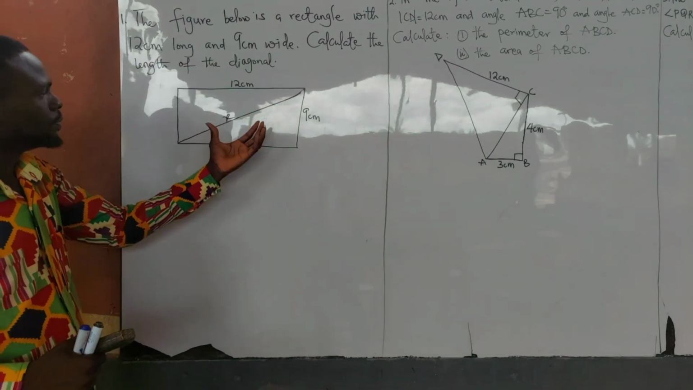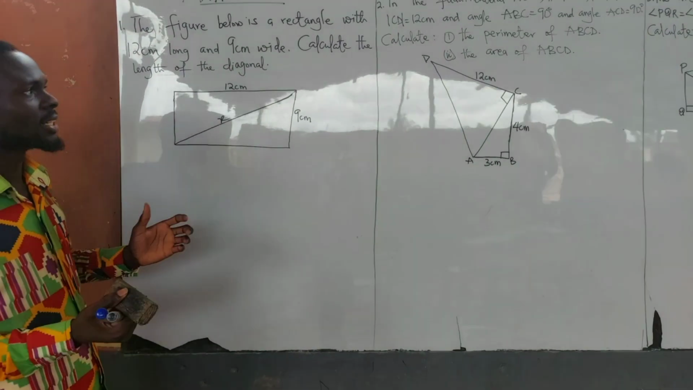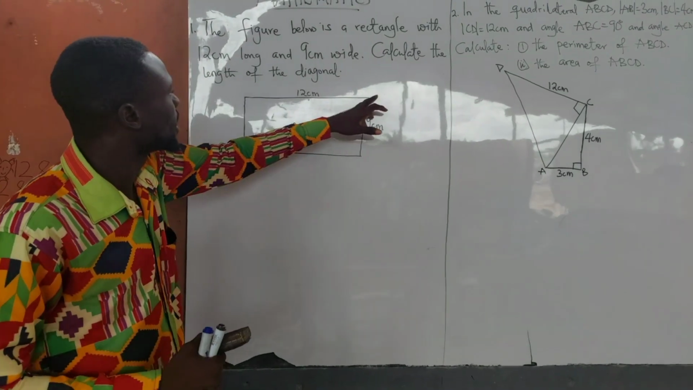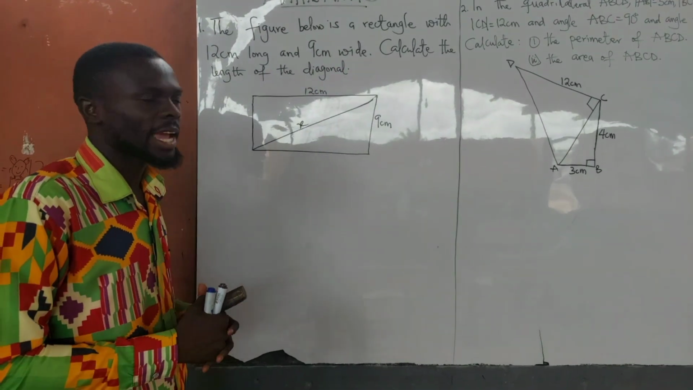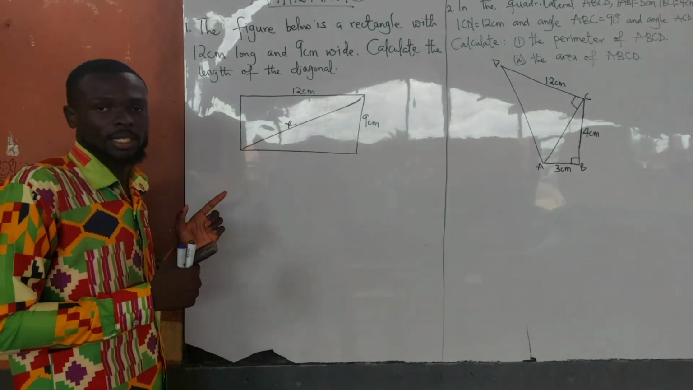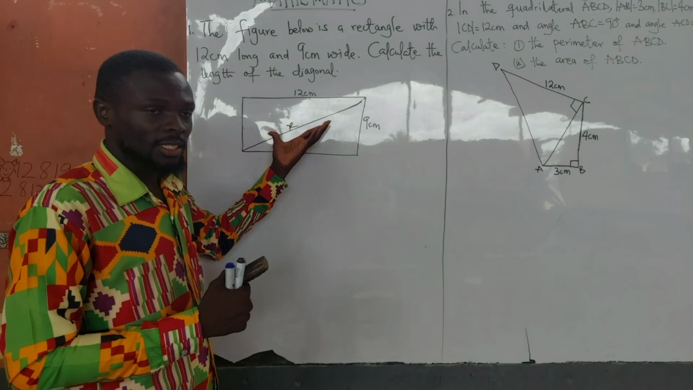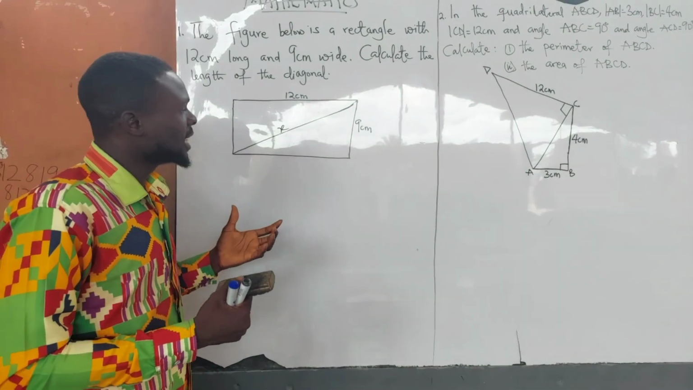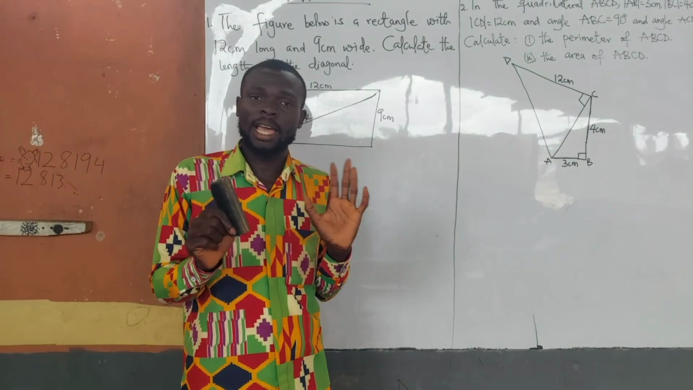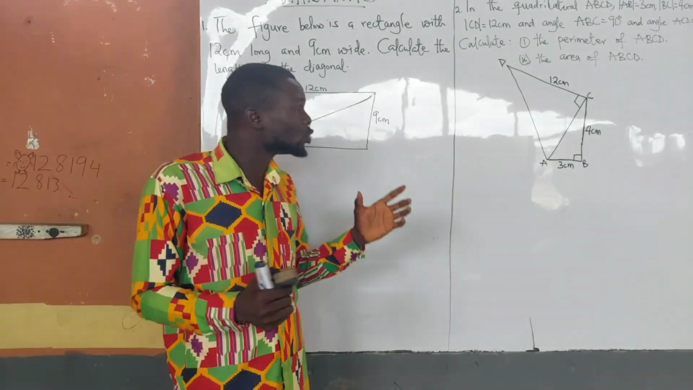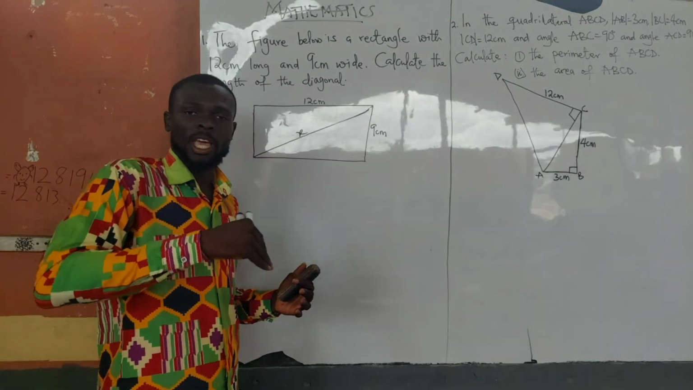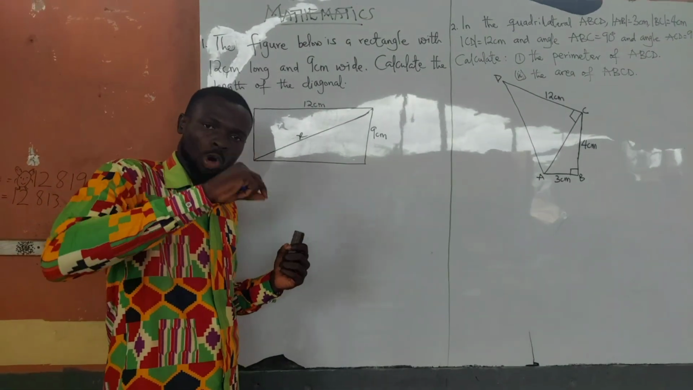The figure below, being this figure, is a rectangle with 12 centimeters long and 9 centimeters wide. Calculate the length of the diagonal, being this one. Now this question, we've been fortunate that they've drawn the diagram for us. In some questions, they will not draw the diagram. It will be given to you in a word problem form without the diagram.